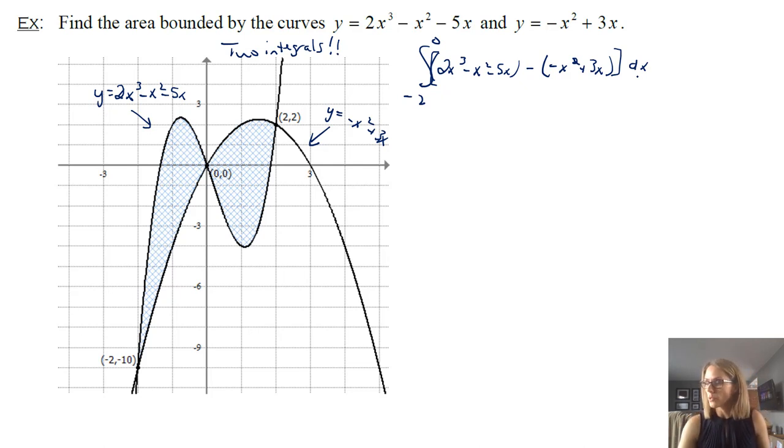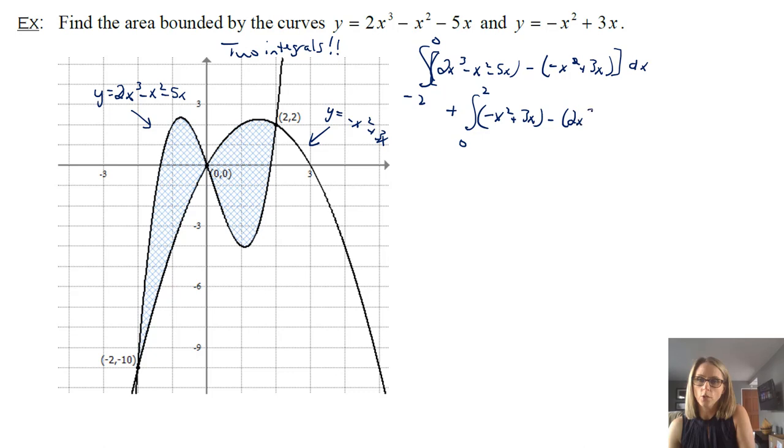And then we also need to come up with our second integral. So that is going to be plus, and then we have from 0 to 2. There's no symmetry here, so don't think that you can do something to make your life easier. But from 0 to 2, what we notice is, in this case, that parabola is on the top. So that's our upper function. And then we need to subtract our lower function. So that is the 2x cubed minus x squared minus 5x and dx.